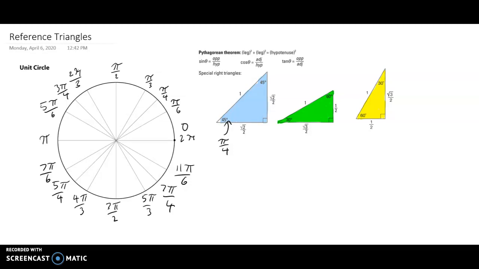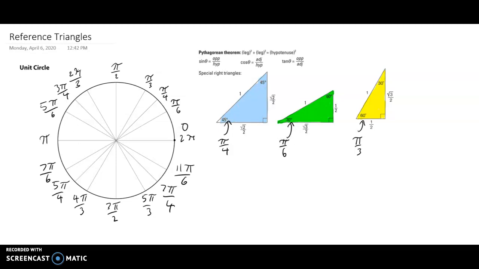And then here, 30 degrees is the same thing as pi over 6 radians. And 60 degrees is the same thing as pi over 3 radians. So that's the reason that we use these specific triangles, because all of these angles correspond to the radian measures that we're looking at on the unit circle.